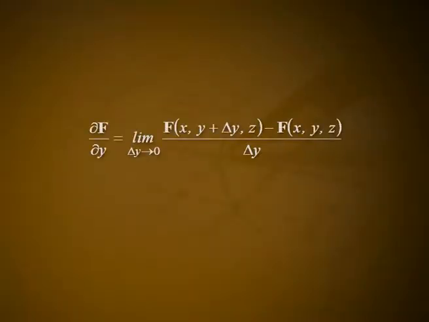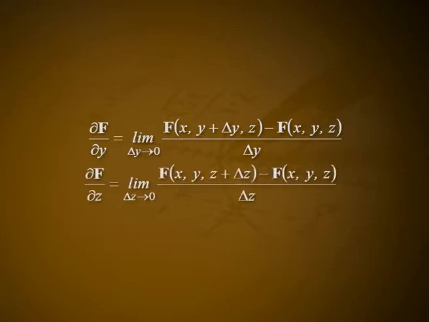Similarly, ∂f/∂y is equal to limit as delta y tends to 0 of [f(x, y plus delta y, z) minus f(x, y, z)] by delta y. ∂f/∂z is equal to limit as delta z tends to 0 of [f(x, y, z plus delta z) minus f(x, y, z)] by delta z. These are the partial derivatives of f with respect to y and z respectively, provided these limits exist. For functions of two or more variables, we use the term differentiable to mean that the function has continuous first partial derivatives. Higher derivatives can be defined as follows.